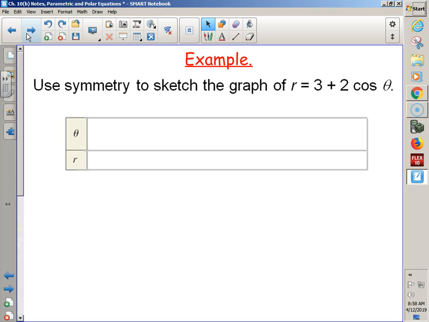Now I want you to pick your thetas. Collaborate in groups. What thetas are you going to do? You're going to go between 0 and pi? You're going to use every single unit circle angle? Or you're going to narrow it down and only try a few? Can you figure out what type of graph this is?